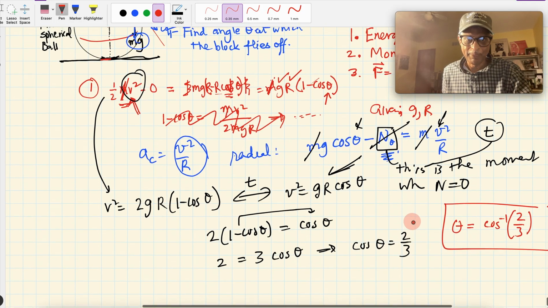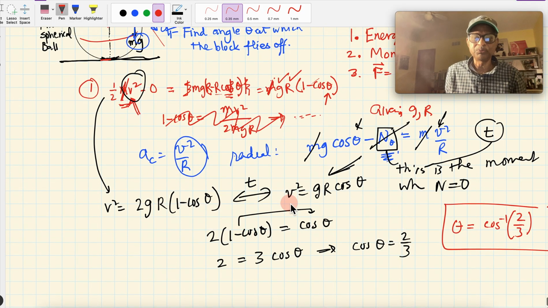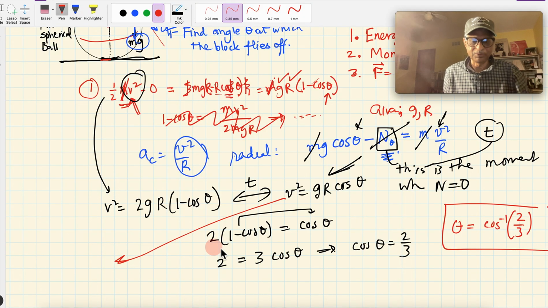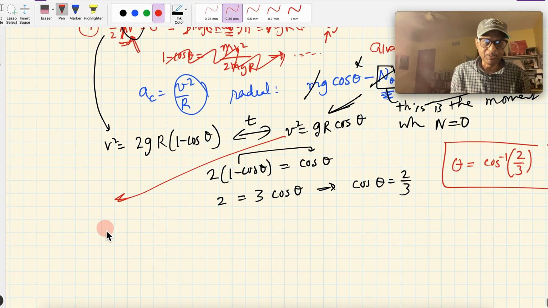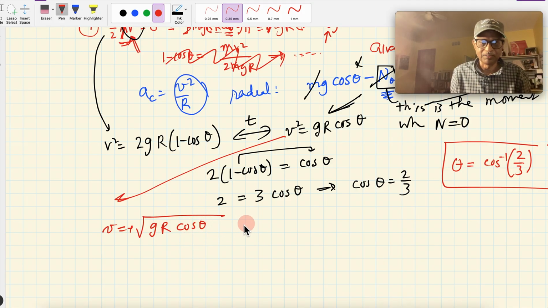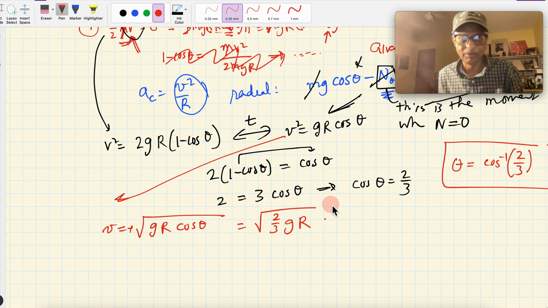So suppose the question was also to find v square. So v, which will be the speed, will be the square root of g r cosine theta. So it's going to be the square root of 2/3 g r. Okay, it was a good problem.